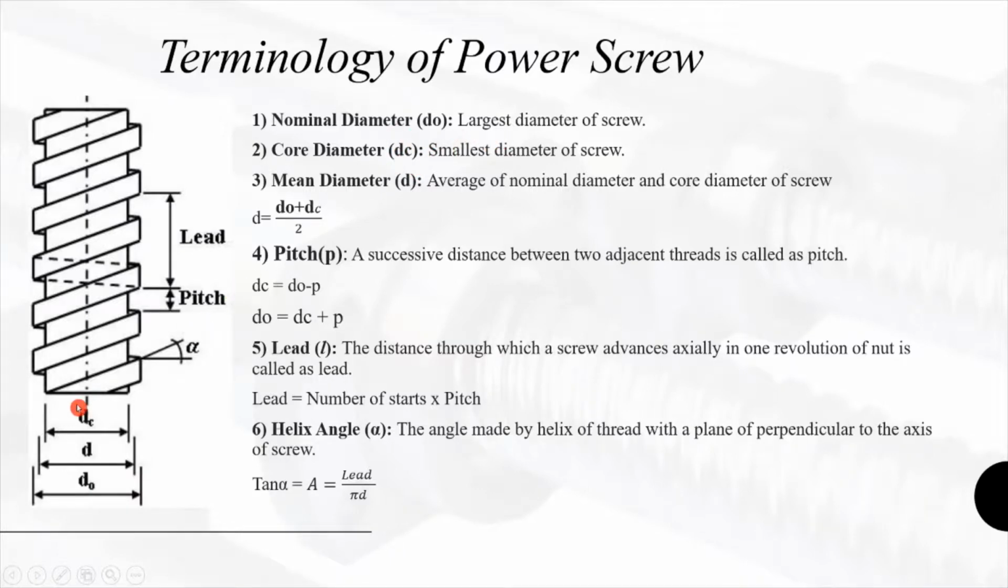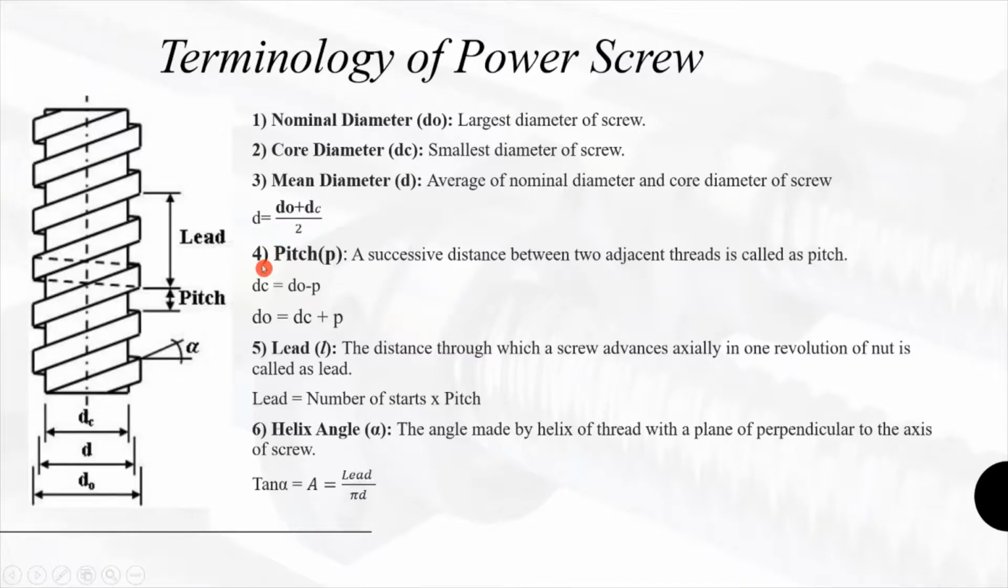Then core diameter, the diameter which is minimum. The smallest diameter of the screw is called the core diameter. It is denoted by letter Dc. The third term is mean diameter. It is denoted by small d, and it is the average of nominal diameter and core diameter of the screw, calculated as d = (D0 + Dc)/2.